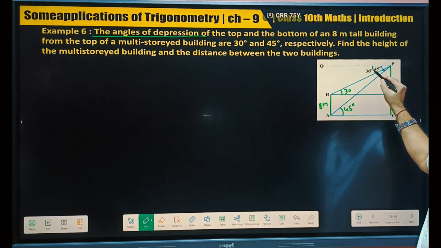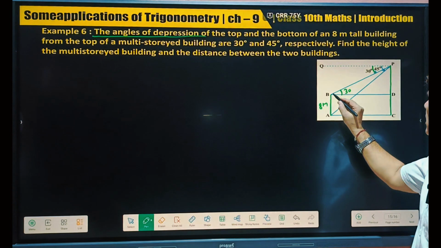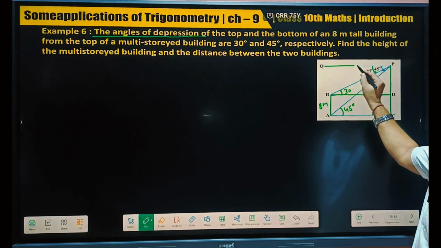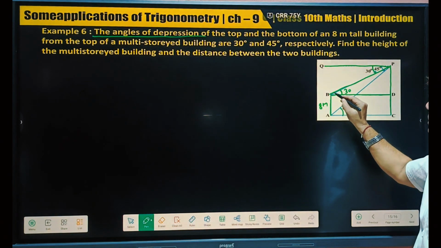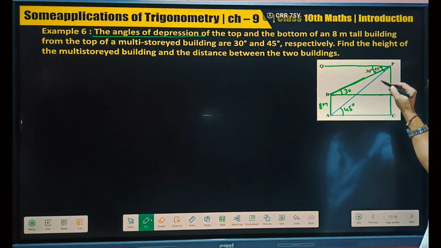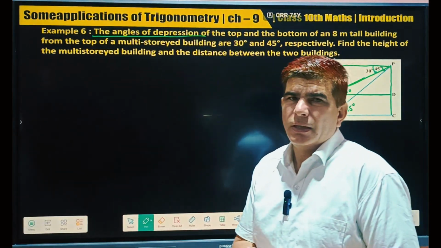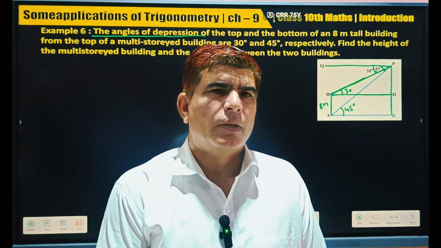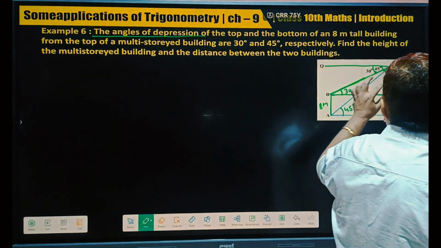If this angle is 30 degrees, this is also 30 degrees, because they are alternate angles between two parallel lines. One parallel line is this, another parallel line is this, so alternate angles are equal. Similarly, this is 45, so this is also 45. If you understand this, you can easily solve it. Due to this property, the angles become 30 degrees and 45 degrees.